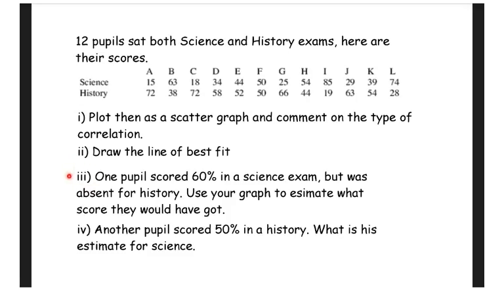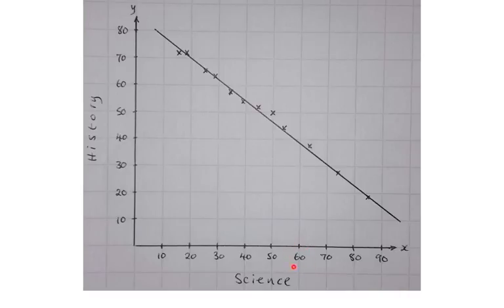So now we're on to the first of the final two questions, and it tells you that one pupil scored 60% in their science exam but was absent for history. Therefore, what do we predict or estimate what they would have got in the history, having scored 60 in the science? So there is 60 in the science, and what we have to do, we have to go up from the 60 with a ruler exactly to the line of best fit, which is there, and then directly and horizontally across, and I reckon that's about 38 or 39 as a prediction for the history mark.